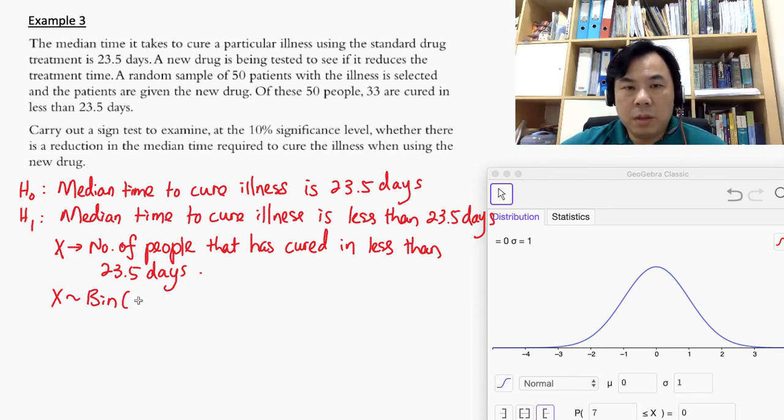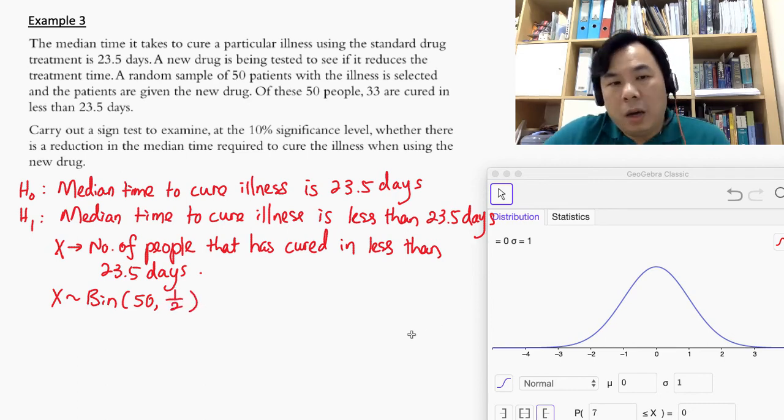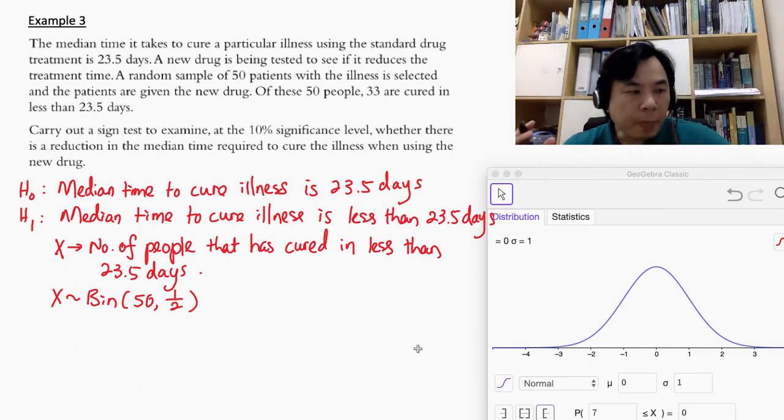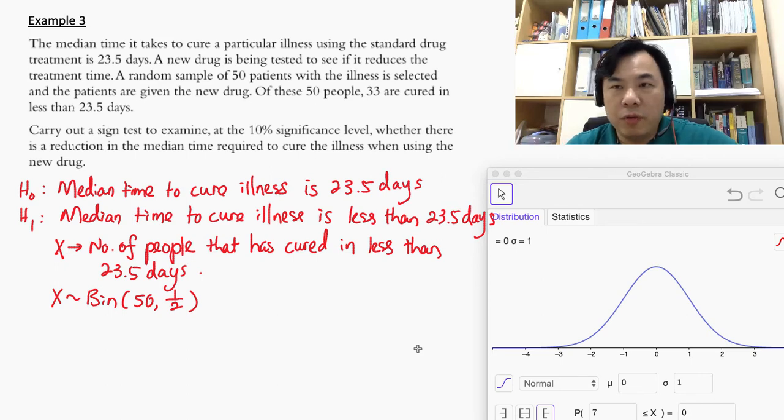X can be represented in the form of a binomial distribution. The sample size is 50, and the probability of success will be a half here. I hope that is clear. Because the sample size is larger than 30, for convenience, not because we can't continue with binomial distributions, we can approximate this binomial distribution using a normal distribution.